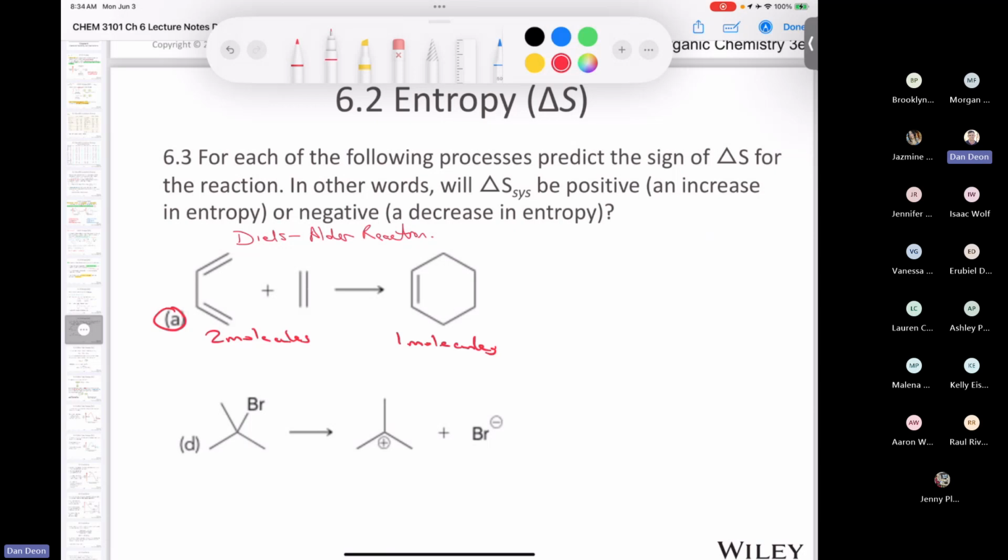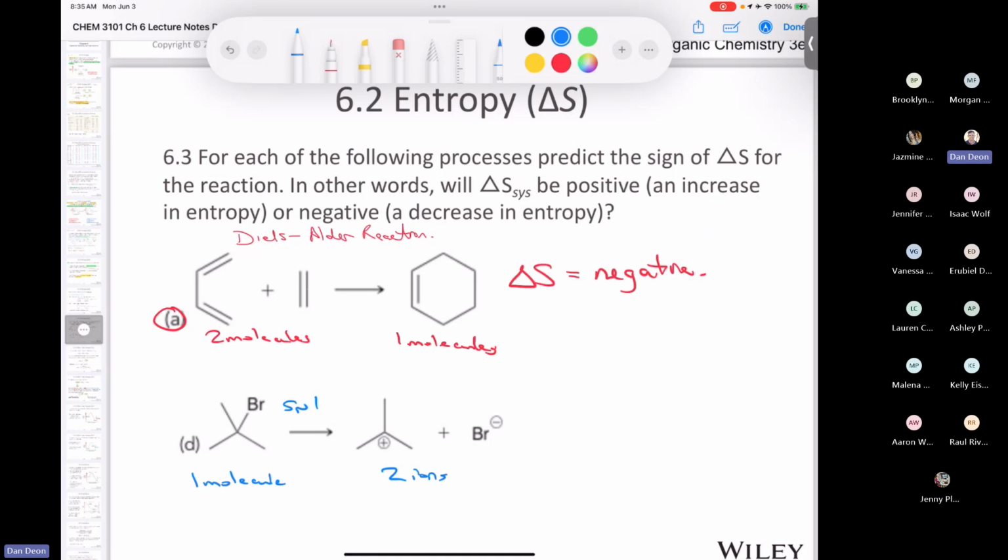So how about my delta S here? Would my delta S be positive or negative in this case? It's going to be negative. Exactly. We're decreasing the entropy. Good. And what about the second one? So the second one, this is the start of what's called an SN1 reaction. Anyhow, we'll cover that later on as well. But here we're going from one molecule to two ions. We end up with a carbocation and a bromide ion.